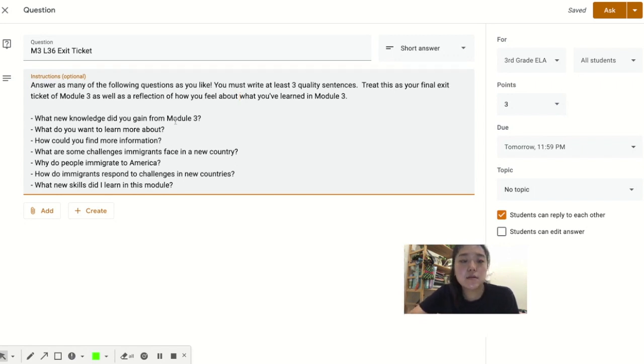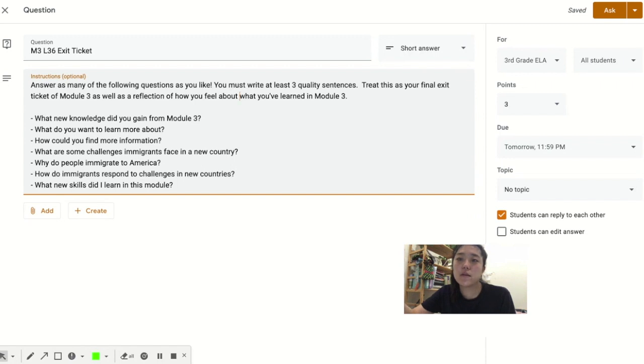Okay, so some of the questions that you can answer are, what new knowledge did you gain from Module 3? What do you want to learn more about regarding immigration? How could you find more information about immigration? What are some challenges immigrants face in a new country? Why do people immigrate to America? How do immigrants respond to challenges in new countries? That should sound familiar because those are your 3 focusing questions. And also, what new skills did you learn in this module?